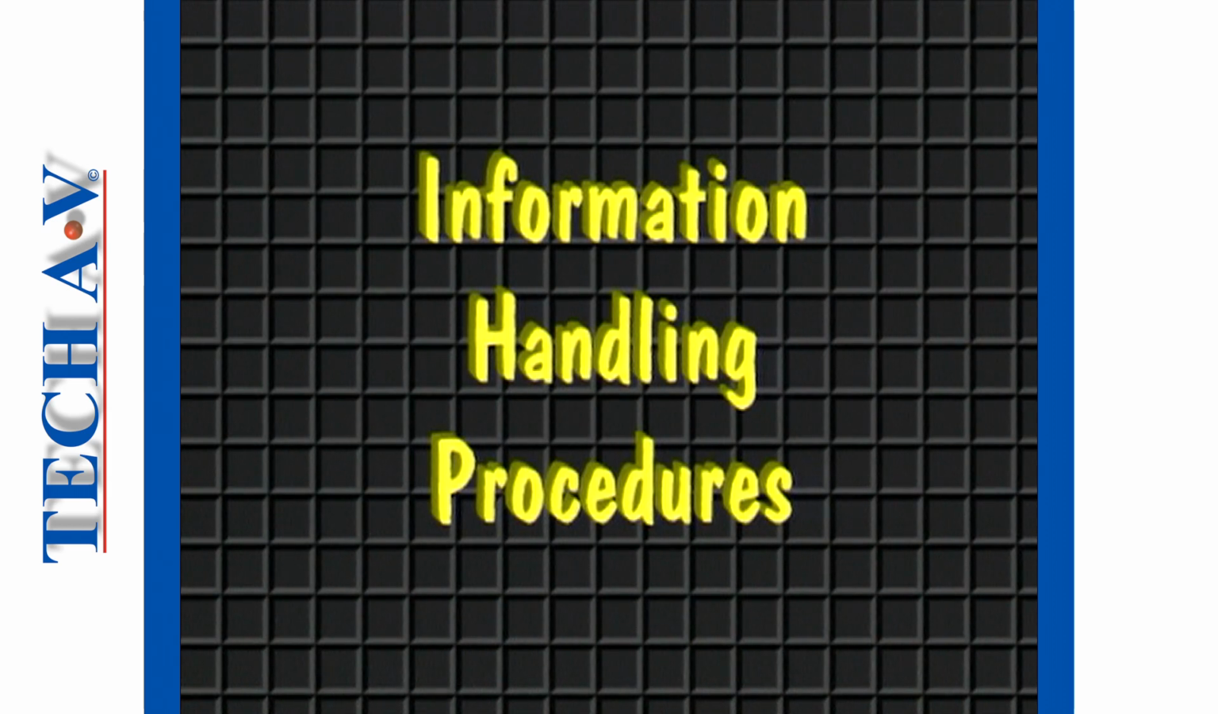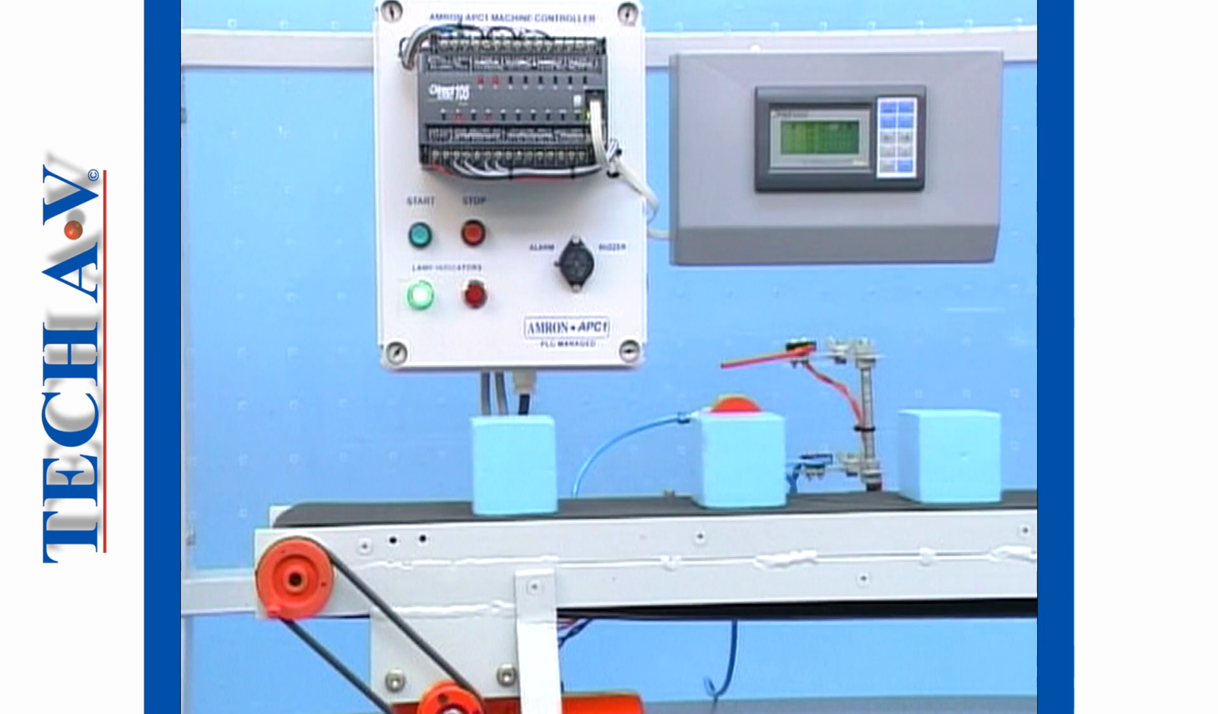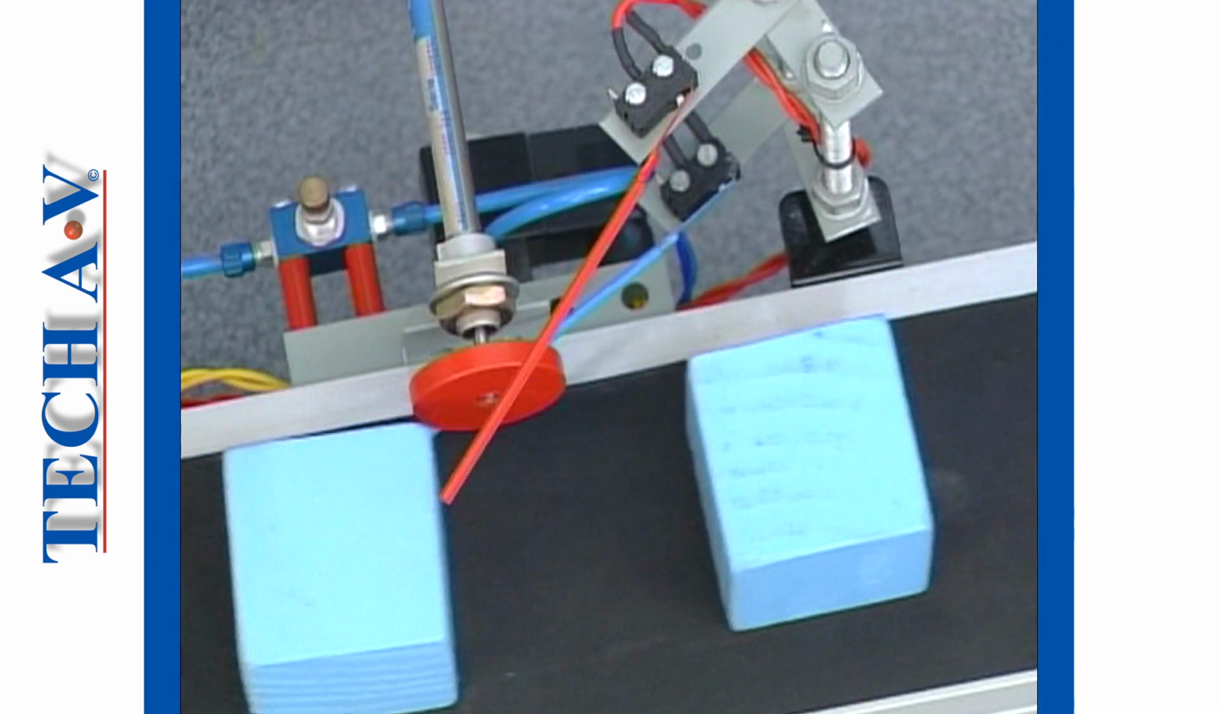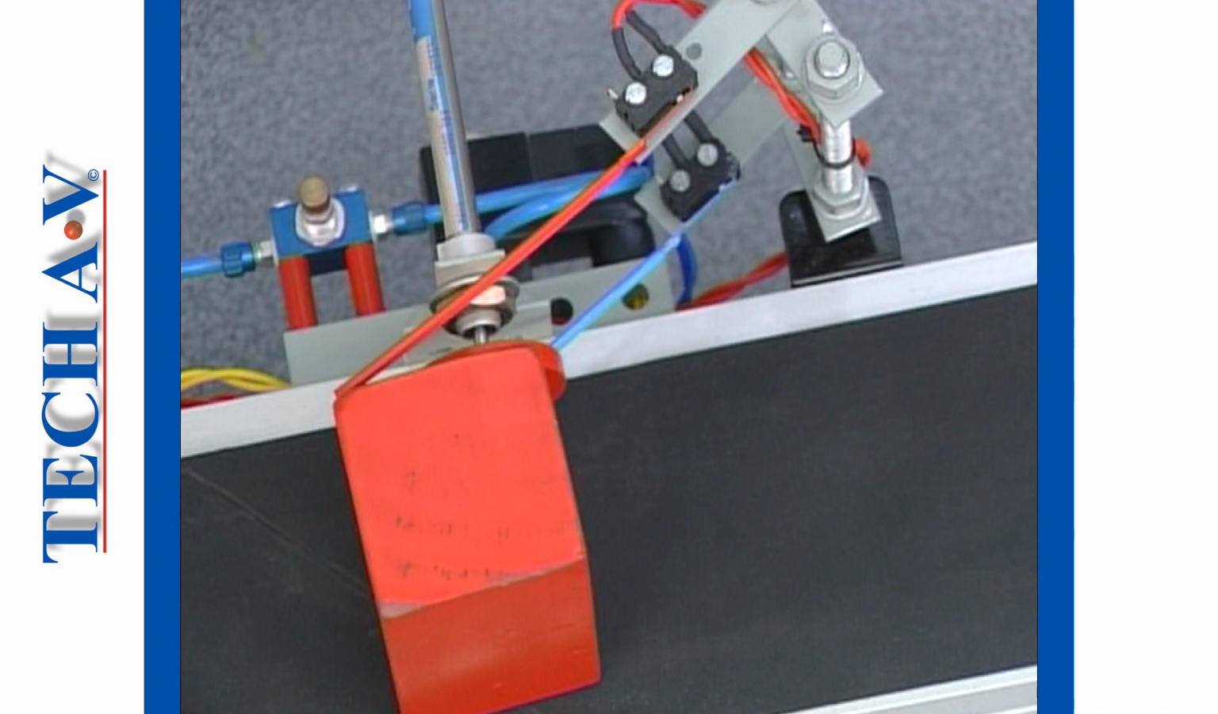Welcome back as we continue with the information handling procedures. The machine is now ready to begin the sorting operation, whilst the PLC systematically scans each input. Whenever a long block reaches the sensors, the controller handles the situation like this.